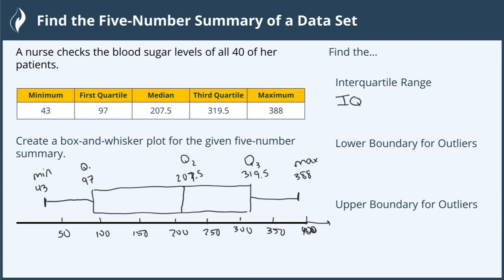If you ever see IQR, this is the interquartile range, and it's very simple. It's just taking Q3 minus Q1. So if you are given your 5-number summary, which we are here, I'm just taking my third quartile, Q3, in this case 319.5, and I'm subtracting from that my first quartile, which is 97. And I don't have the calculator here to show you, but obviously that's a very nice and easy calculation. So go ahead and do it.